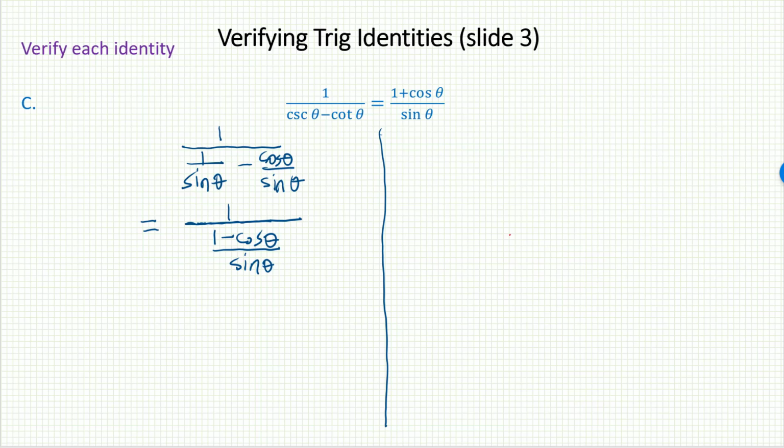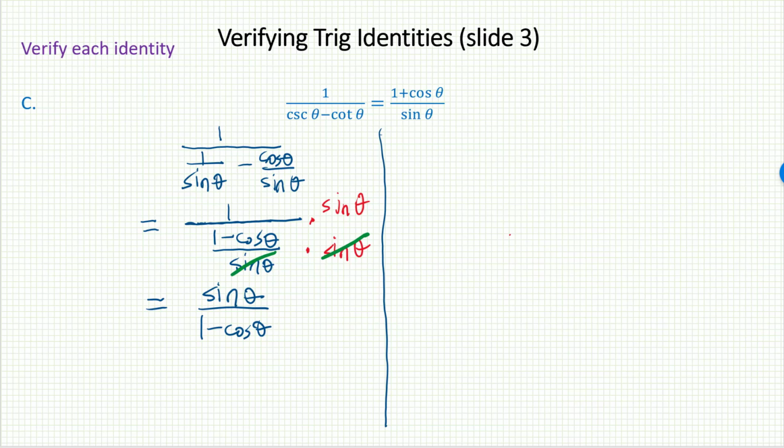The only little denominator is the sine theta, so I'll take that and I'll multiply top and bottom here by that sine theta. That gives me sine theta on top, and then on the bottom those sine thetas cancel, so I have 1 minus cosine theta here. So I look to the other side, I still am not matching. There's not really any other obvious algebra step to be done.